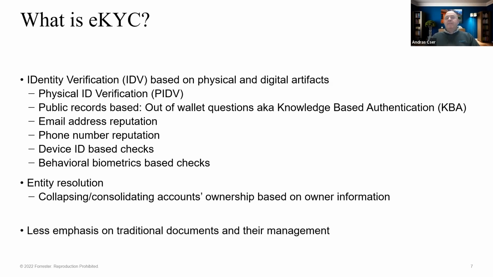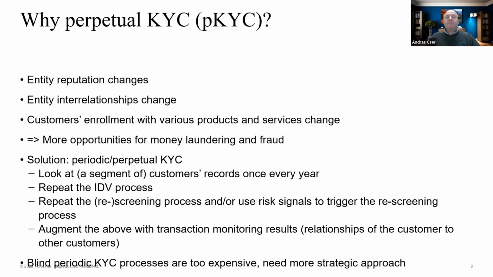And then obviously the traditional documents, bills and everything, proof of address like utility bills or mobile phone bills, etc. They're still important, but their management is becoming more and more costly, and it's easier and easier to create these documents fraudulently. Why perpetual KYC, or pKYC? As I said, the entity's reputation can change over time, right? The cadence of updates for watch lists is not going to coincide with an organizational update frequency. The entity interrelationships change, right?